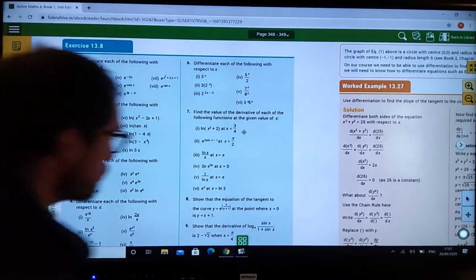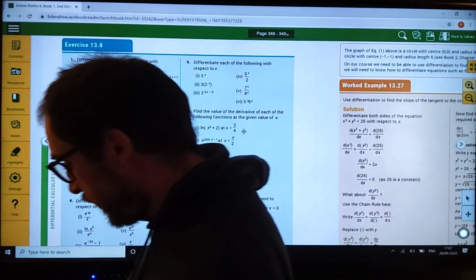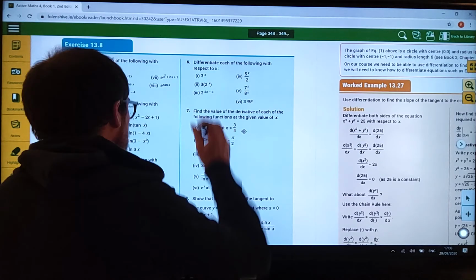Hi there guys, I just got asked to do a question. So it was this question here, and it's to do with differentiation, okay? And it's when they're in this form here.